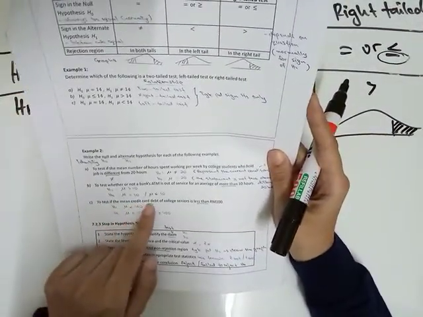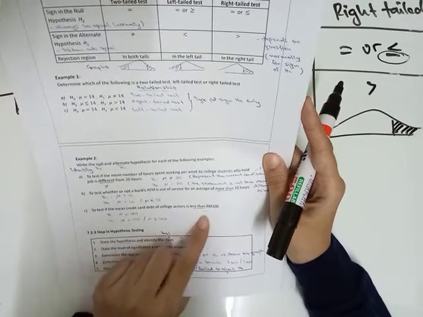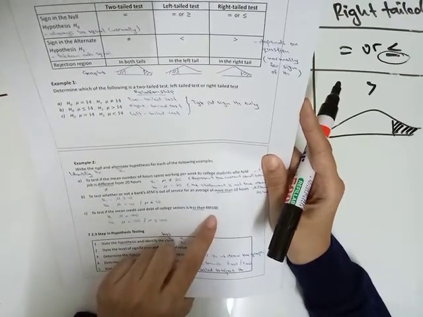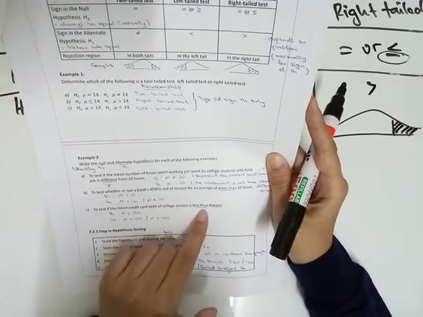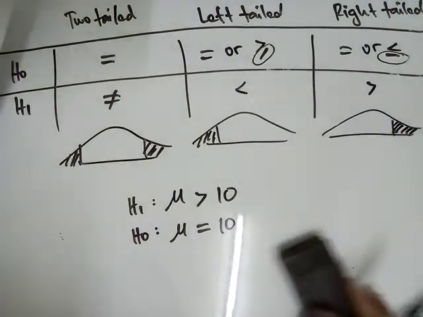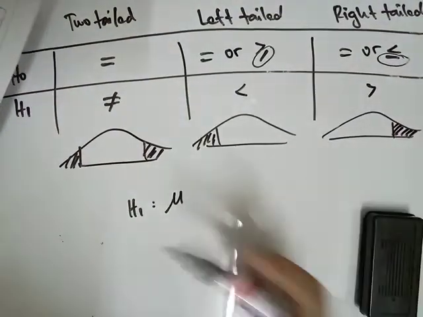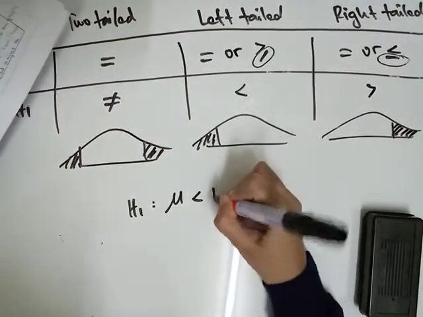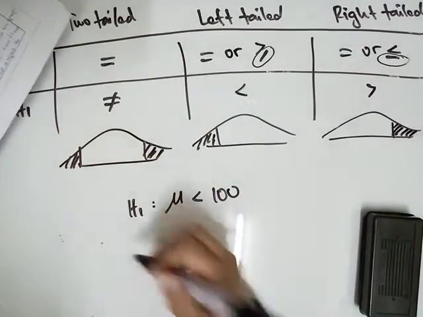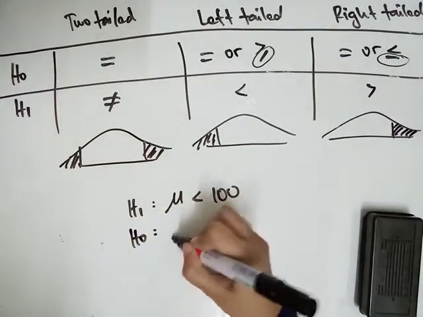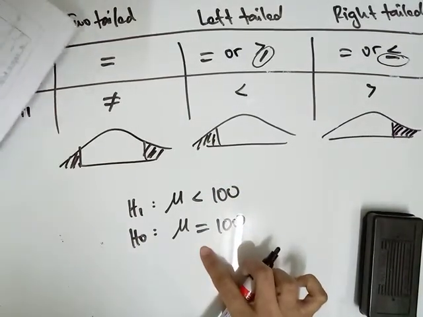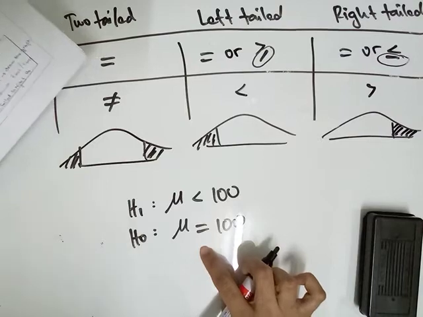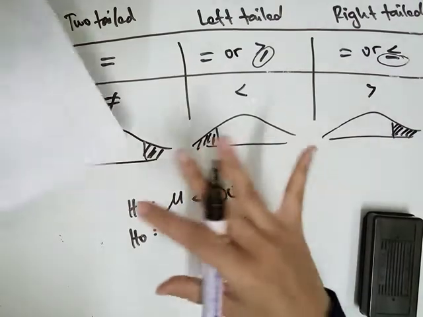And then for C, to test if the mean credit card debt of college seniors is less than 100. So what keyword did they give there? Less than. So that means we want to test H1: mean less than 100, and then H0: mean equal 100. Always be equal. Do you understand so far? Okay, this is just the introduction first.